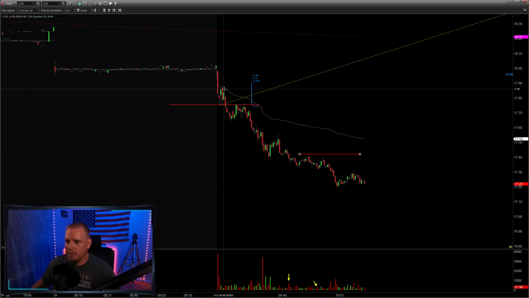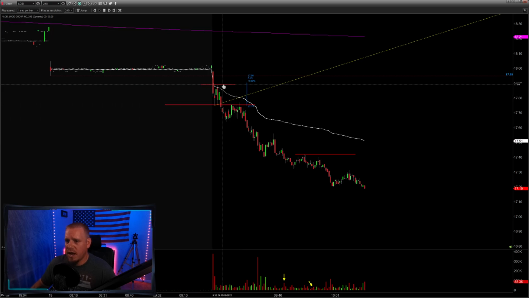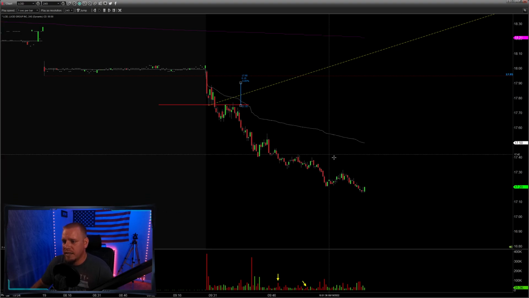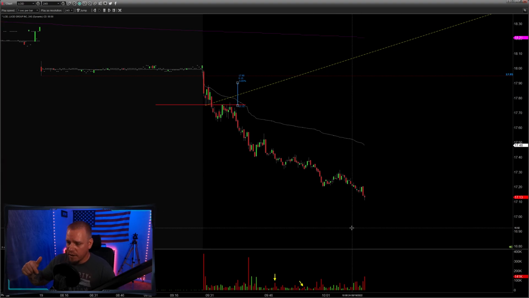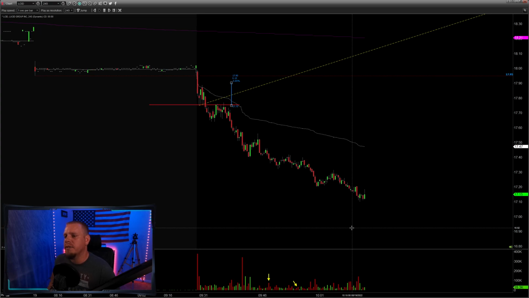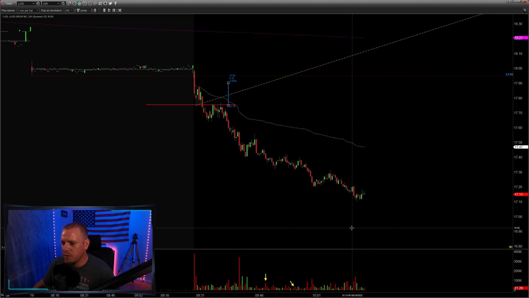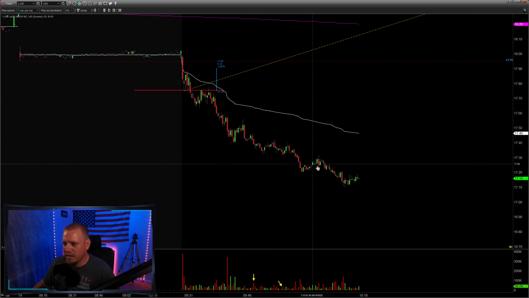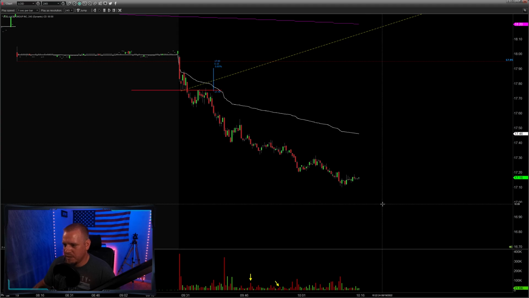Okay, so our stop originally was up here, and now it's down here. I didn't add to this trade because in the SPY trade, I was adding to that one. I was more focused on the SPY one because it had just a little bit more volatility. This one here just had like a really consistent fade happening.